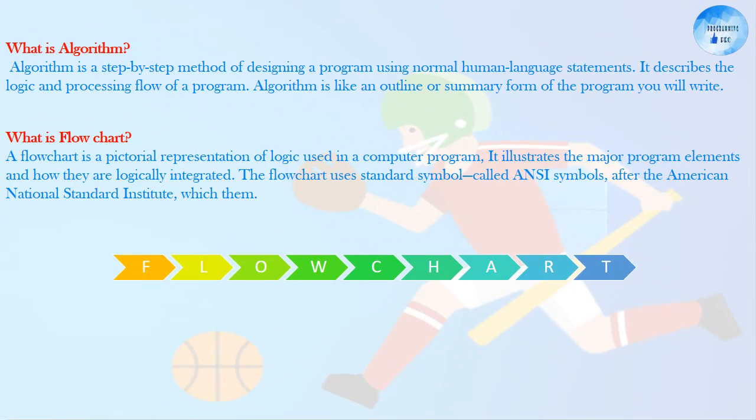What is an algorithm? An algorithm is a step-by-step method of designing a program using normal human language statements. It describes the logic and processing flow of a program. An algorithm is like an outline or summary form of the program you will write.